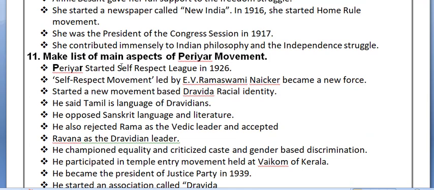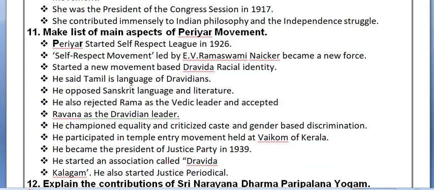Make a list of main aspects of the Periyar movement. Periyar started the Self-Respect League in 1926. The Self-Respect movement led by E.V. Ramaswamy Naicker became a new force. He started a new movement based on Dravidian racial identity. He said Tamil is the language of the Dravidians. He opposed Sanskrit language and literature. He also rejected Rama and the Vedic leaders, and accepted Ravana as the Dravidian leader.